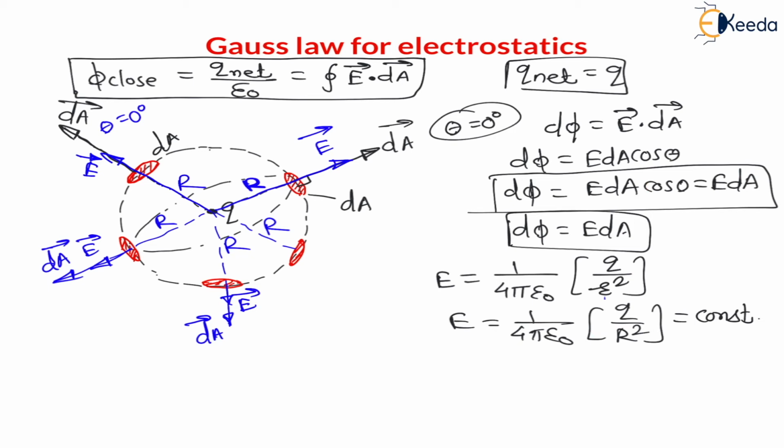Therefore my dear students, to find the total phi or flux, d phi is nothing but E dA, right? Here we have proven this. Now to find the total flux, we have to integrate both sides.